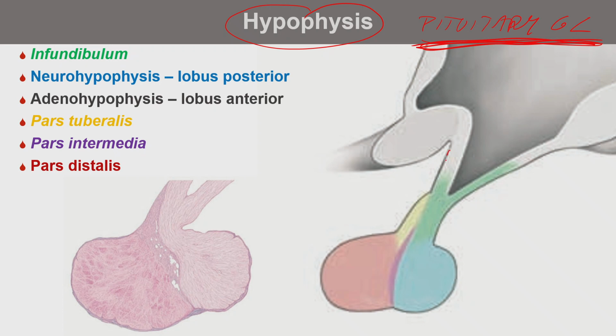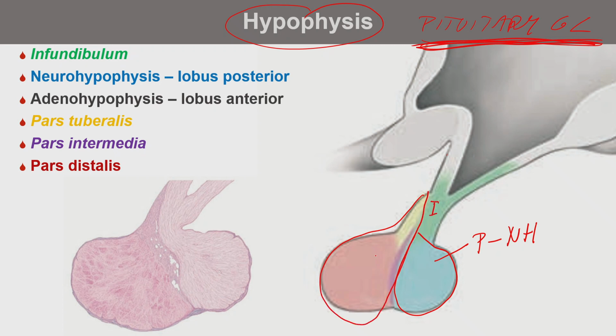We can distinguish the infundibulum. This is the infundibulum. This is a stalk, which is a part of the infundibulum. And then we can distinguish the structures which are related to this: this is the posterior lobe of the hypophysis, and the anterior lobe.